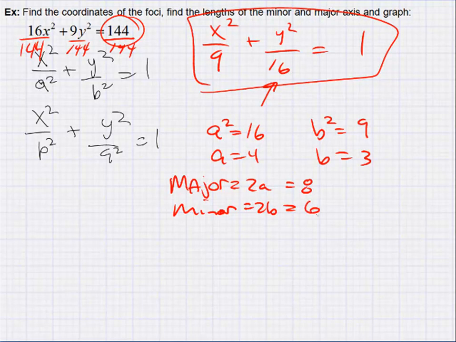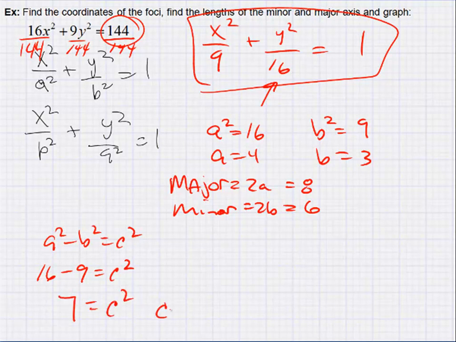My foci is a squared minus b squared equals c squared, so that's going to be 16 minus 9 equals c squared. So what's that going to be? 5 again? No, sorry, I can't subtract. 7. 7, so c is plus or minus square root of 7.